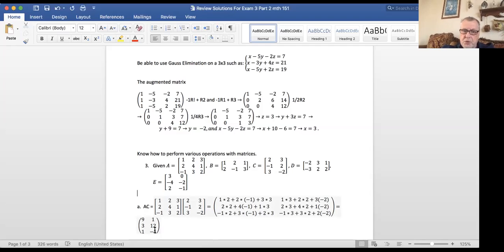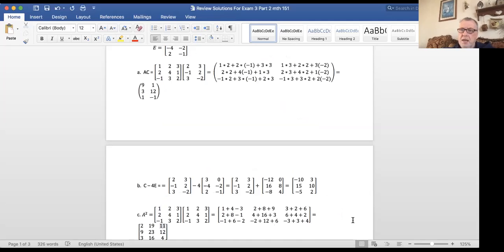Then our final entry here in that third row would be third row, second column. -1 times 3, 3 times 2, and 2 times -2. That adds up to be -1. So you should be able to do something like that.